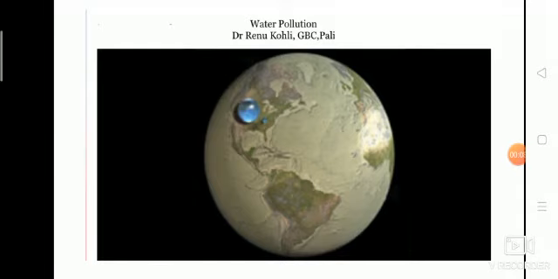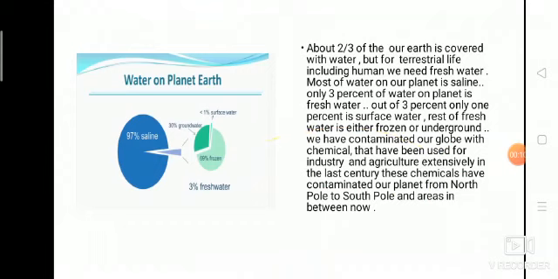Today in ecology, we will study water pollution. Before that, we must see how much water is there on planet Earth. As we know, Earth is very watery. About two-thirds of our Earth is covered with water, but for terrestrial life, including humans, we need fresh water.